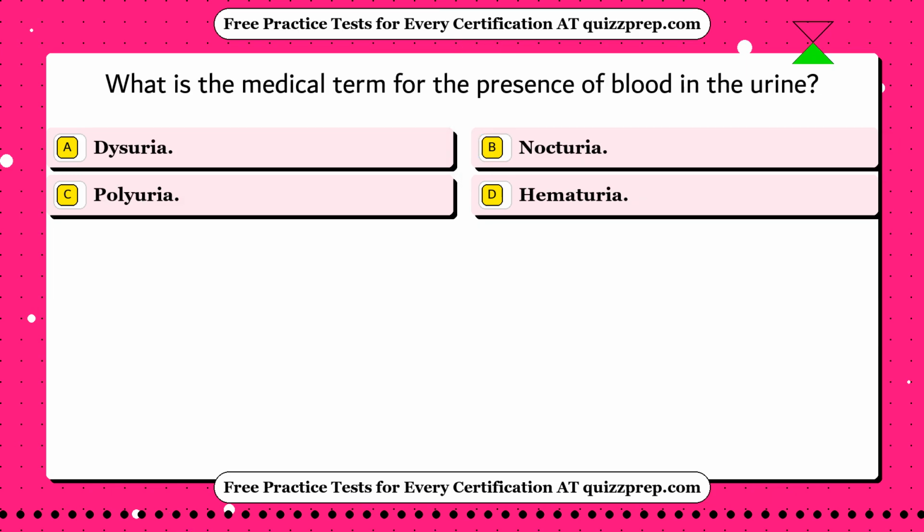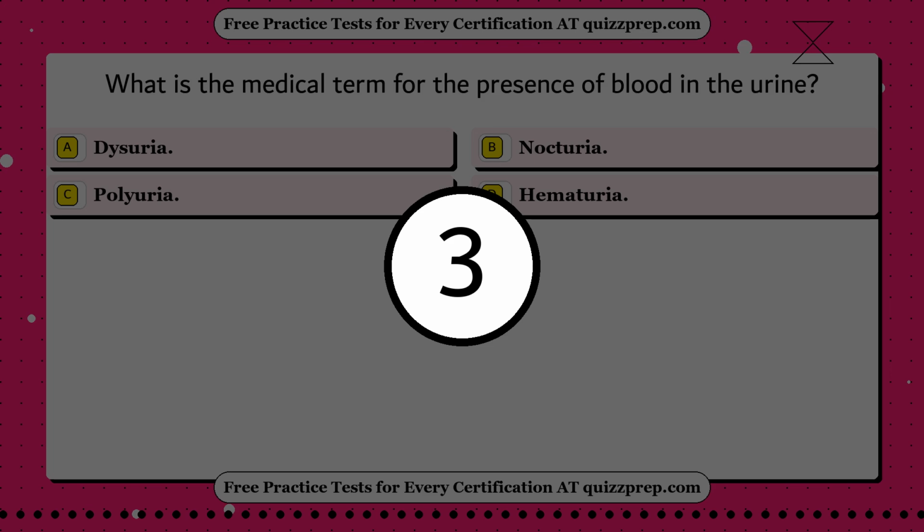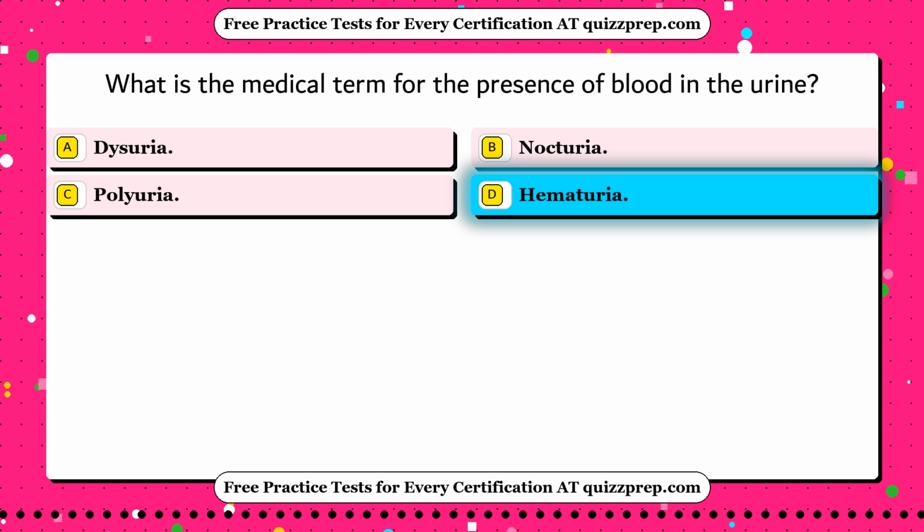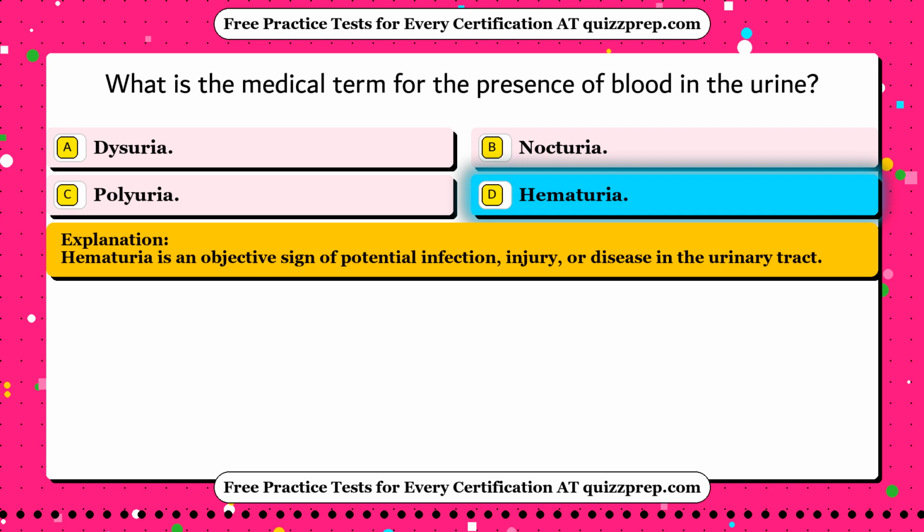Question 40. What is the medical term for the presence of blood in the urine? Option A, dysuria. Option B, nocturia. Option C, polyuria. Option D, hematuria. The correct answer is option D, hematuria. Hematuria is an objective sign of potential infection, injury, or disease in the urinary tract.